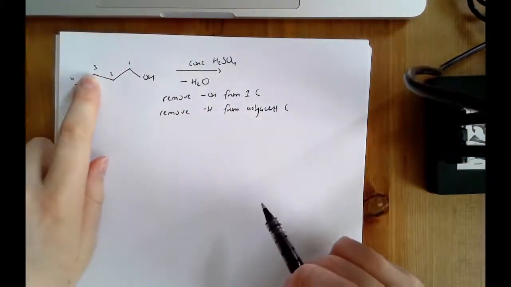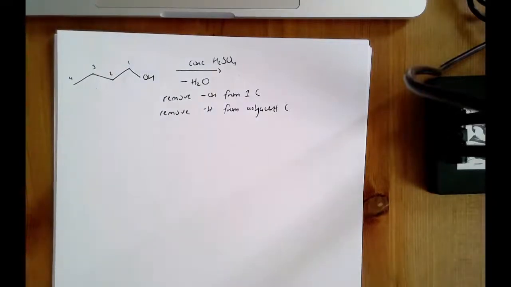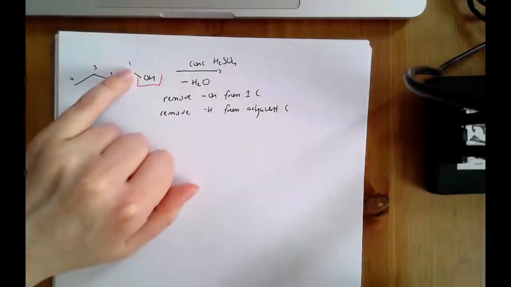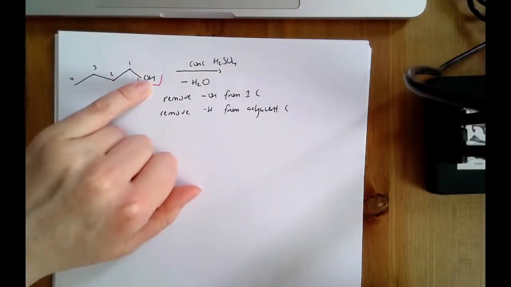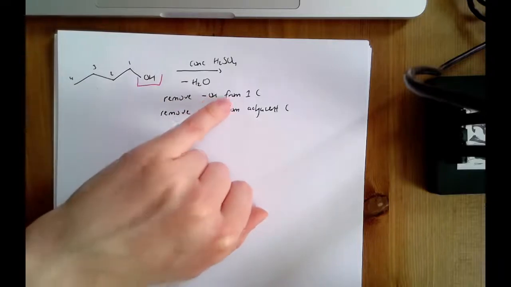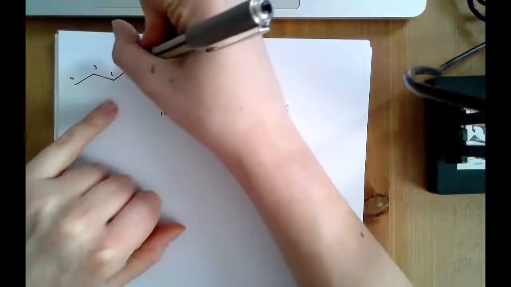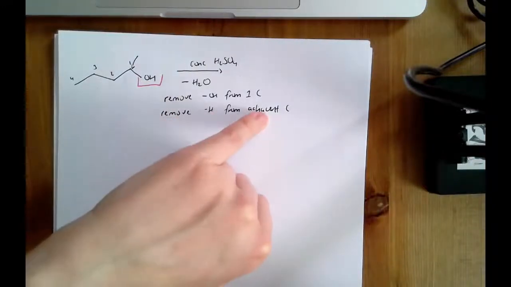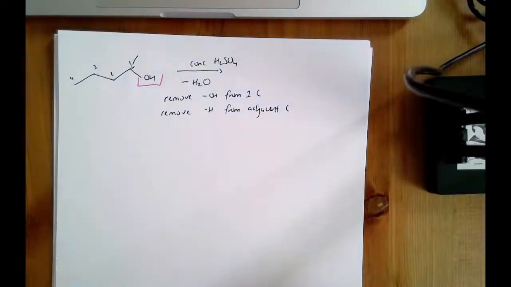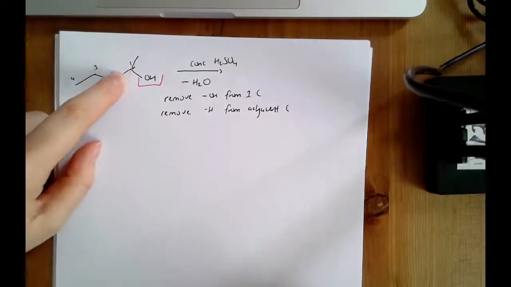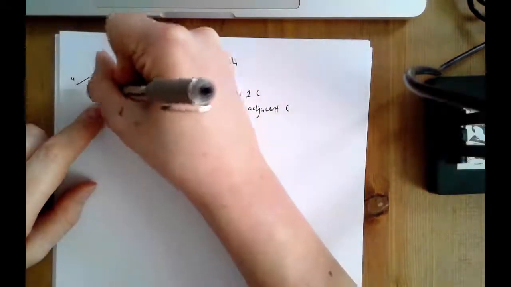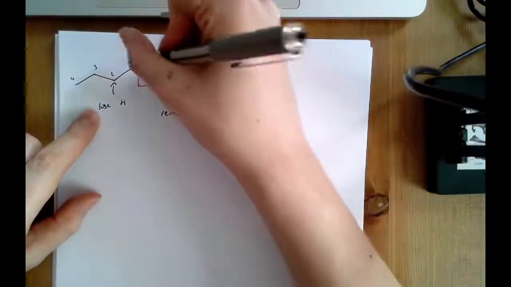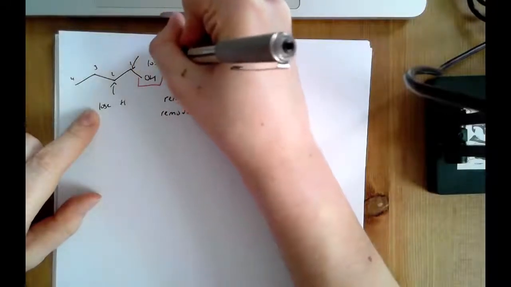Now when I'm looking at this molecule, it's quite easy to see where my OH is going to come from. I've only got 1 OH. So this carbon here, carbon number 1, is going to lose an OH. I'm removing OH from 1 carbon. I now need to remove a hydrogen from the adjacent carbon. Adjacent just means bonded directly to. So carbon 1 is bonded directly to carbon 2, which means carbon 2 is going to be losing a hydrogen. Carbon 1 is going to be losing OH.